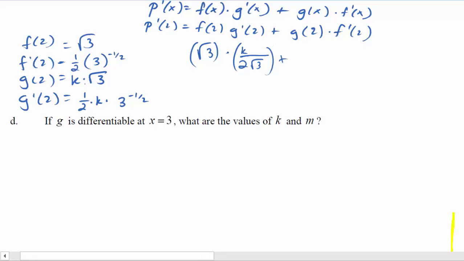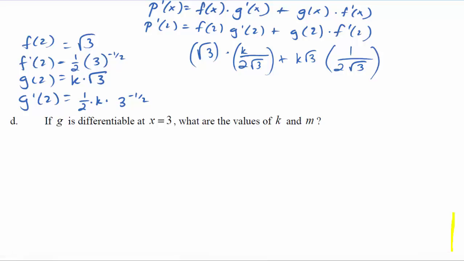Next, g of 2, another easy one. K times square root of 3. F prime of 2, it's 1/2, but take a look at where that 3 is. That 3 is raised to the negative 1/2 power, so that means I'm going to do a square root of 3 on the bottom.